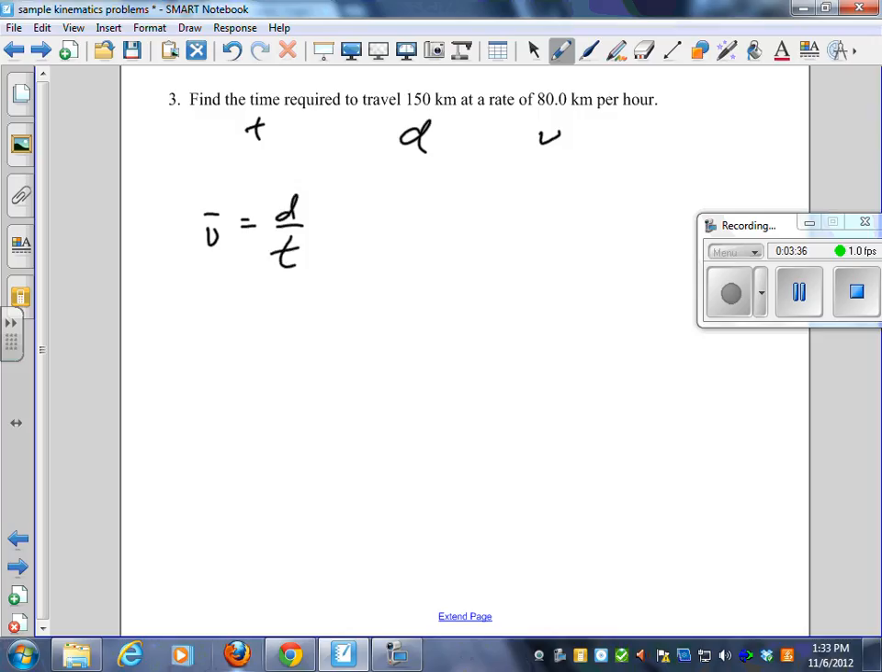Now I've got V bar, average velocity. If it's traveling at a rate of 80 kilometers per hour, that sort of implies that it's a constant 80, which means my average is 80, right? So that's going to be 80 is equal to 150 over T. How do you solve when the unknown is on the bottom? Cross multiply, switch positions. T is 150 over 80. What is it, Ben? Can we say 1.9? Does it matter though? 1.9 hours.